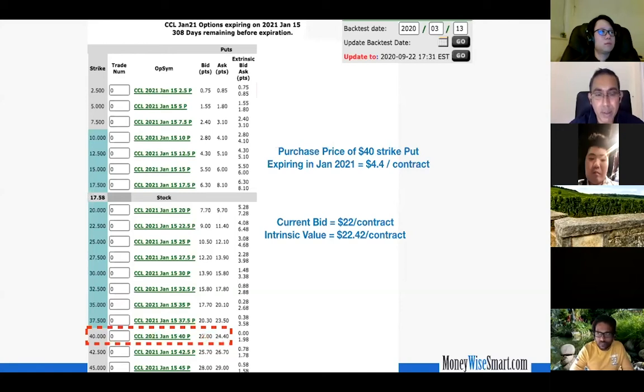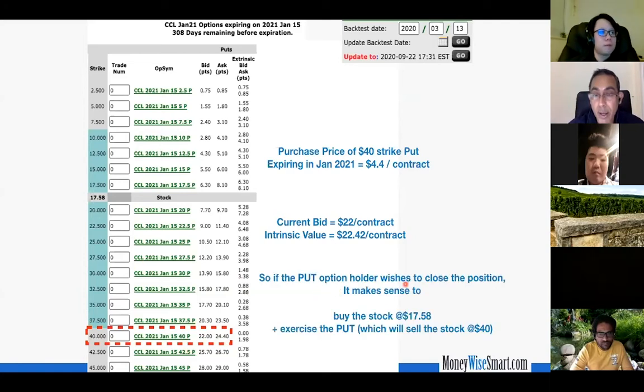Okay, the same $40 strike put option. The current bid is $22. However, look at the intrinsic value of this option, 40 minus 17.58, which is $22.42, the intrinsic value, which means if I own the option and if I want to close the position, it does not make sense for me to sell the option at 22 when I can actually realize higher than that.